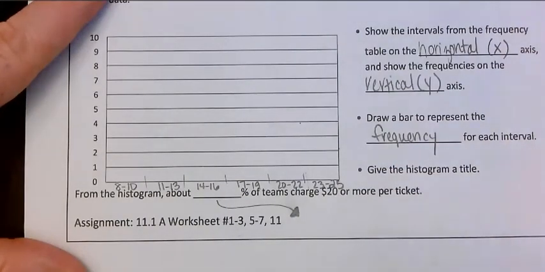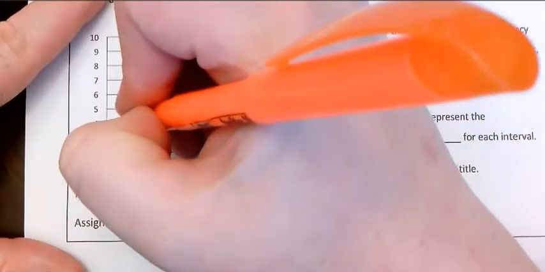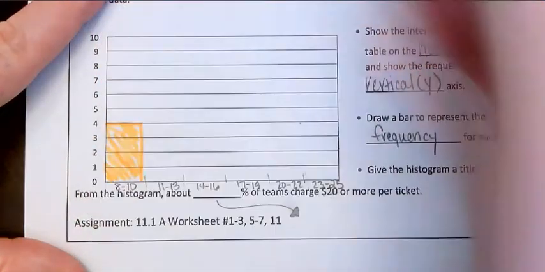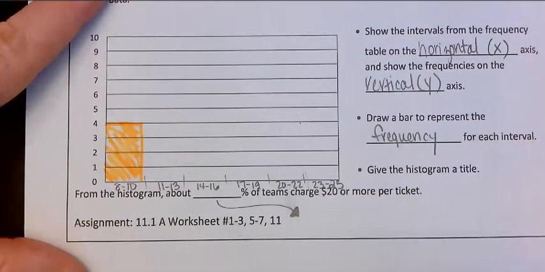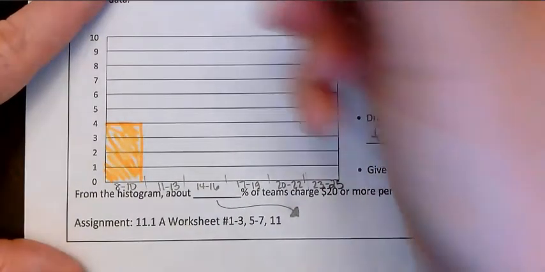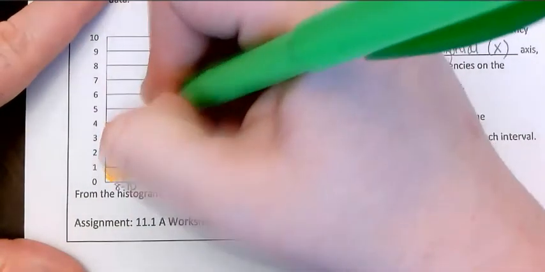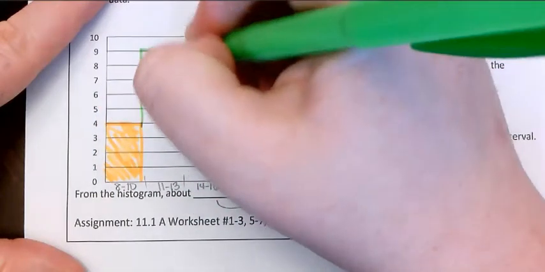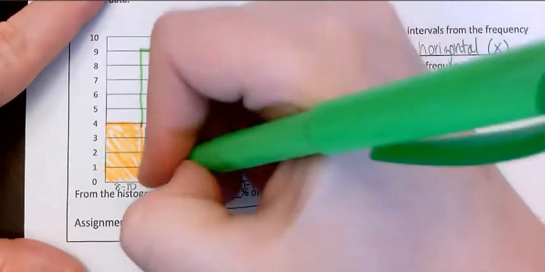So starting with the orange, I have 4 frequencies up above, so I'm going to come here to 4. I'm going to draw a line over and make a bar. For 11 through 13, that's my green, so I'm going to go up to 9. So I'm going to draw up to 9. Come over, draw it down, and I'm going to shade that in.